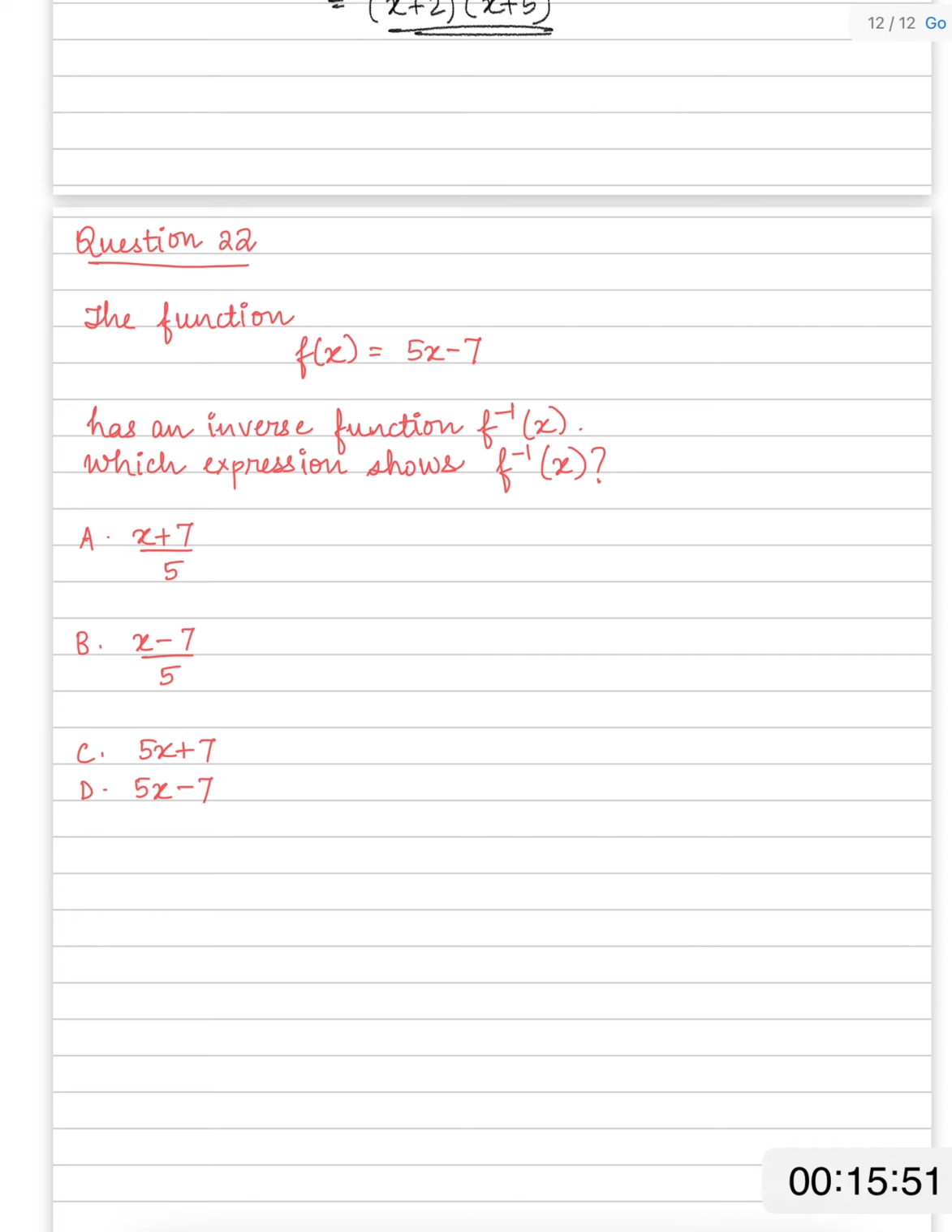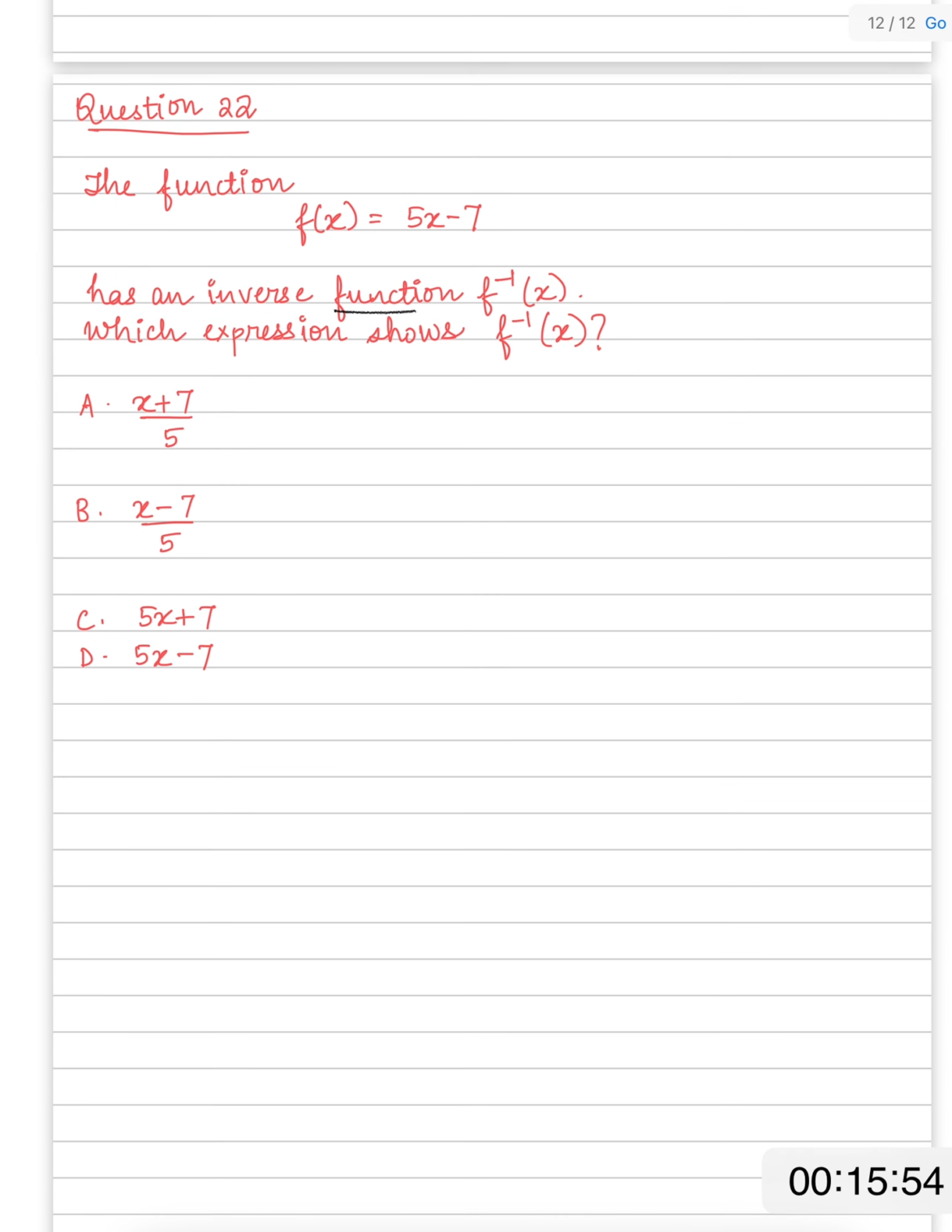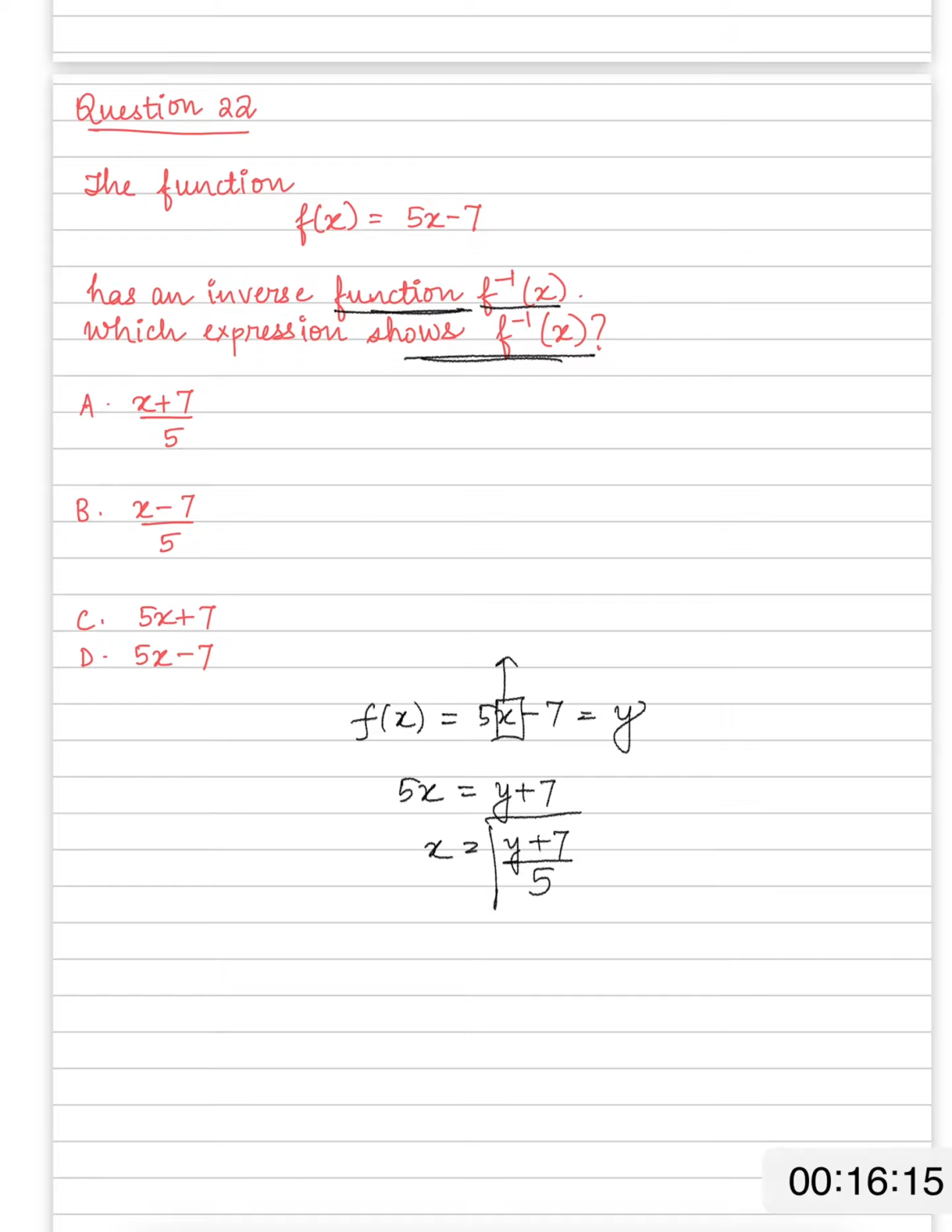Now we are already at the last question. This function has an inverse function f inverse of x. We need to find f inverse of x. For this, f(x) is 5x minus 7. Write that as y, and then make x the subject. So 5x will be y plus 7. x will be (y plus 7) by 5. This basically gives you the inverse function. You can just write this as (y plus 7) by 5. So according to the options, option A is the correct choice.